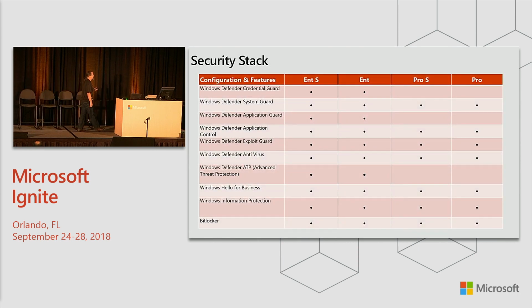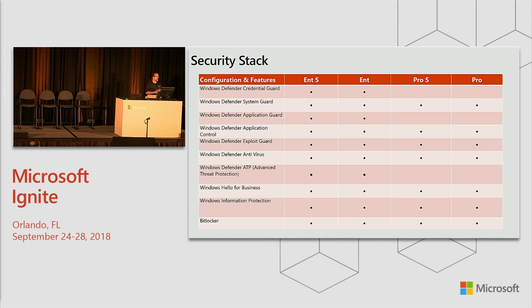The security stack that is part of S-mode involves a dependency on the actual SKU itself. So the built-in security features that come with S-mode will vary depending on whether you have the Pro SKU or the Enterprise SKU. If you have the Enterprise SKU, especially the E5 SKU, you also have the option to leverage Windows Defender ATP on the back end as well.